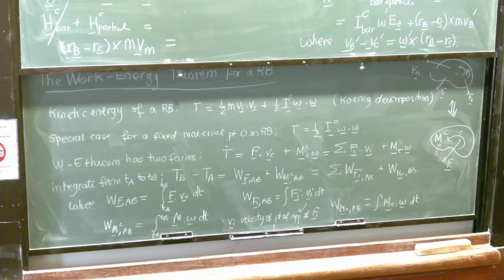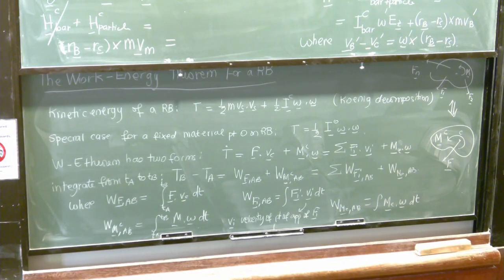From the board? Half m vC dot vC. And the rotational component is half I_C omega dot omega, or half H_C dot omega. So the kinetic energy of a rigid body can be decomposed into two components, rotational and translational, which is this. So it's not just half m vC dot vC. That's not right. You have to include the rotational component of the kinetic energy.